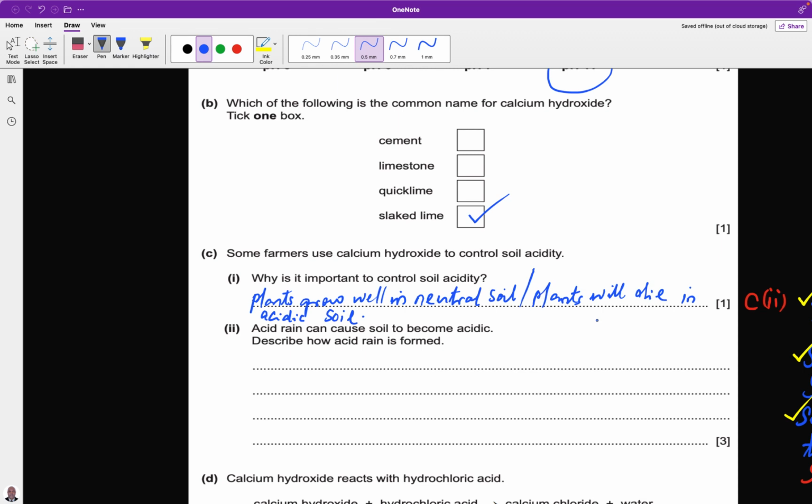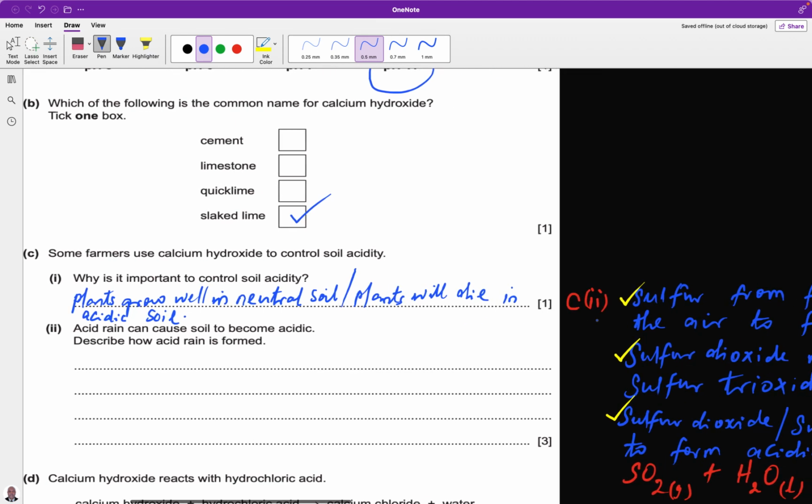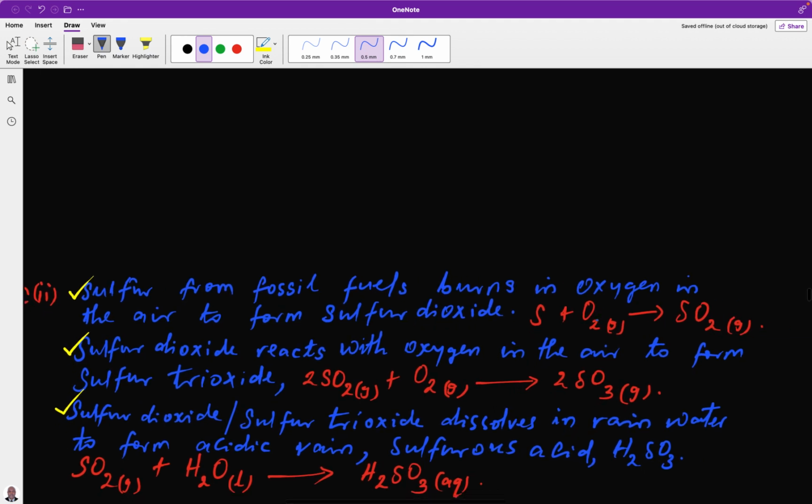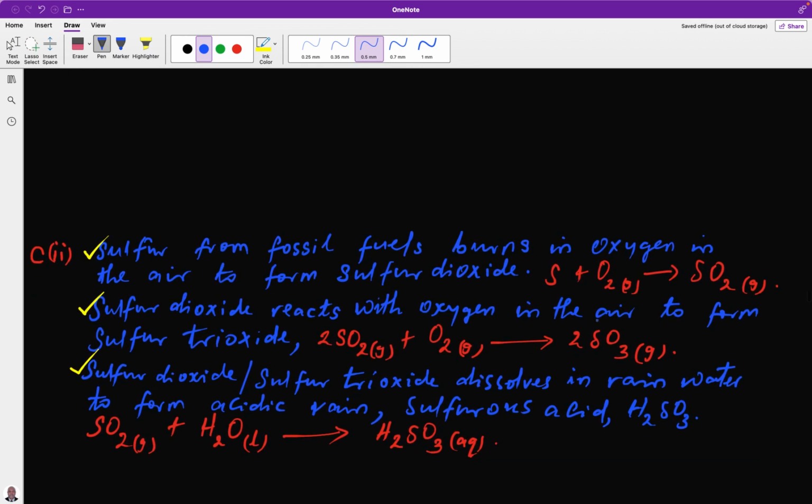Acid rain can cause soil to become acidic. Describe how acid rain is formed. We have 3 marks for that. How is acid rain formed? Now, let me give you a brief explanation on how acid rain is being formed. It starts from fossil fuels. Sulfur that will result in the formation of acidic gas comes from fossil fuels.